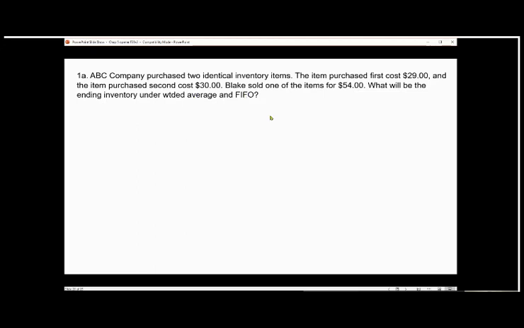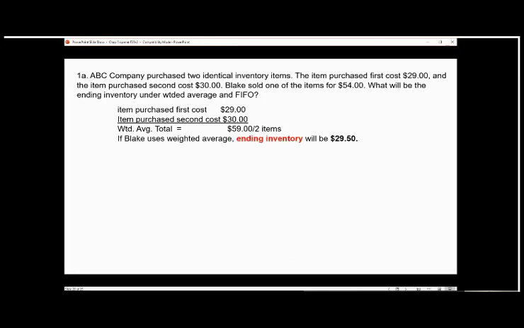So let's see if we can do this. So if the first one you purchased was $29 and the second one you purchased was $30, under weighted average, you take the two, add them together, get $59, divide by 2, and you get the weighted average cost of the items under weighted average. It'd be $29.50. That's the weighted average cost method.